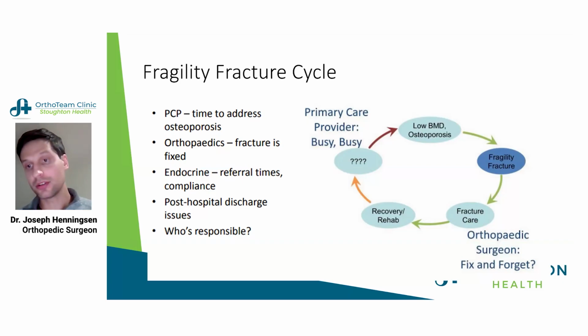And then a fracture occurs and you show up in my office and I fix your fracture, you recover from it, but then the osteoporosis is never treated. If you try to get into the endocrinologist, it can be really hard because they're very busy treating all the other things. The question of who is responsible for fragility fractures is why I am here talking to you today. That's why an orthopedic surgeon is talking to you about this stuff, not an endocrinologist, not a primary care provider. We all have to do it as a team.